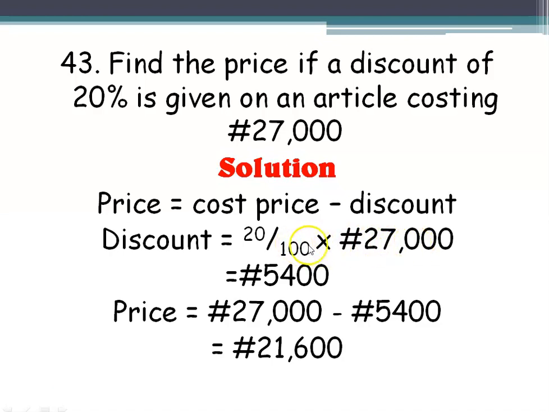This 0 cancels 0 here. Is that taken? So I will be left with 5,400. That will be 20 times 270. So 5,400 is the discount. Okay, now we'll look for the price. Just subtract this discount from your cost price. So 27,000 minus 5,400 will give me 21,600. So this is the price of the article. This is what you pay after the discount. Is that okay? Good.